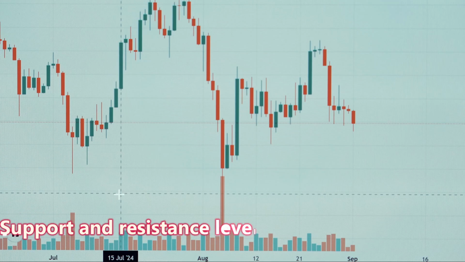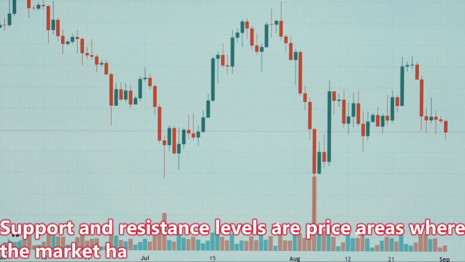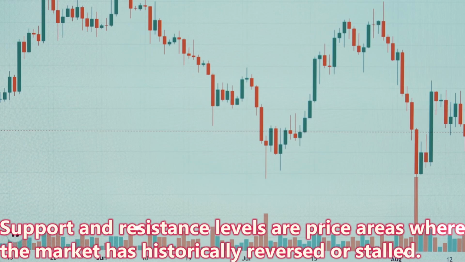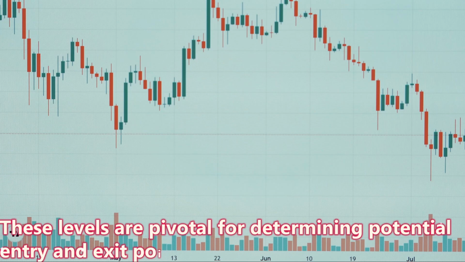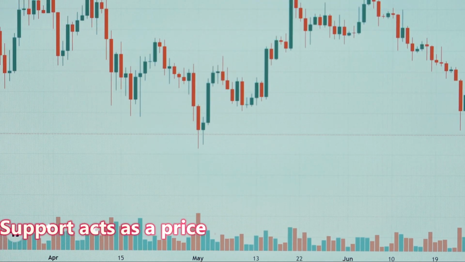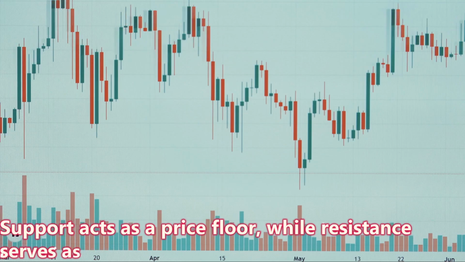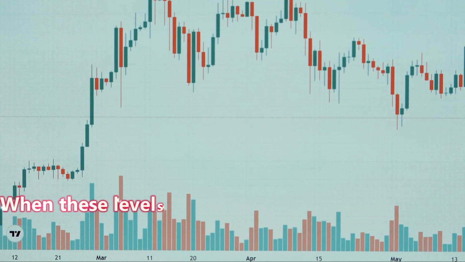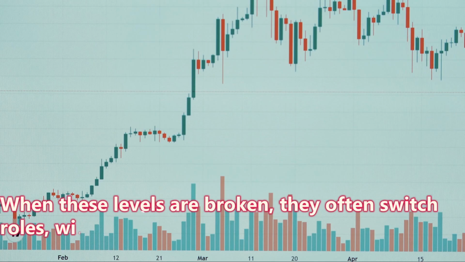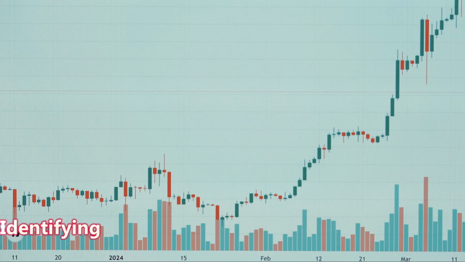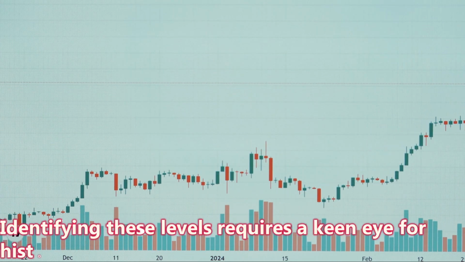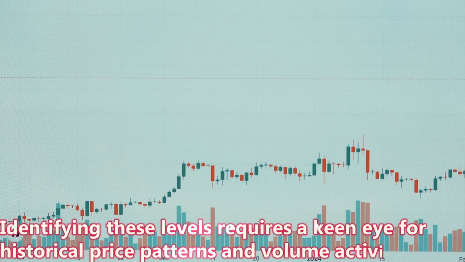Support and resistance levels are price areas where the market has historically reversed or stalled. These levels are pivotal for determining potential entry and exit points. Support acts as a price floor, while resistance serves as a ceiling. When these levels are broken, they often switch roles, with broken resistance becoming support and vice versa. Identifying these levels requires a keen eye for historical price patterns and volume activity.